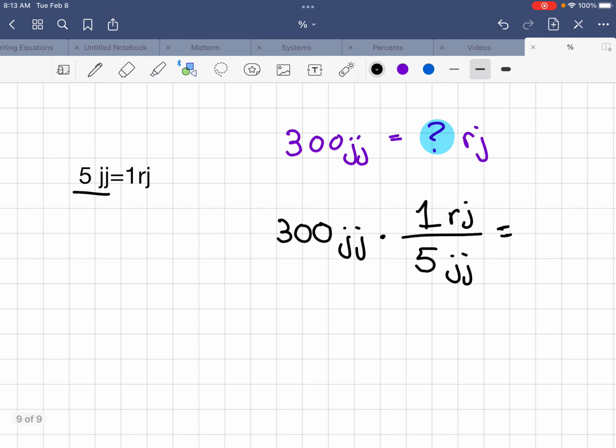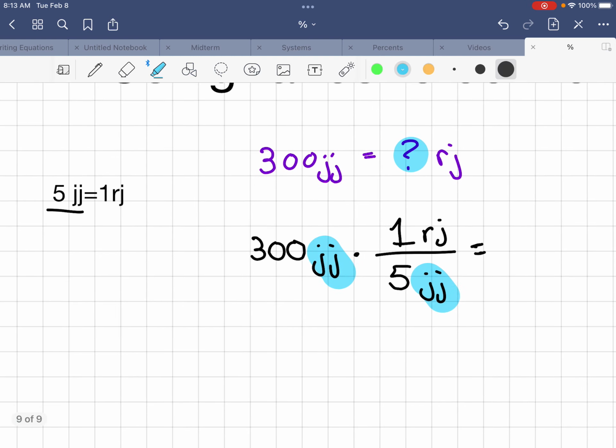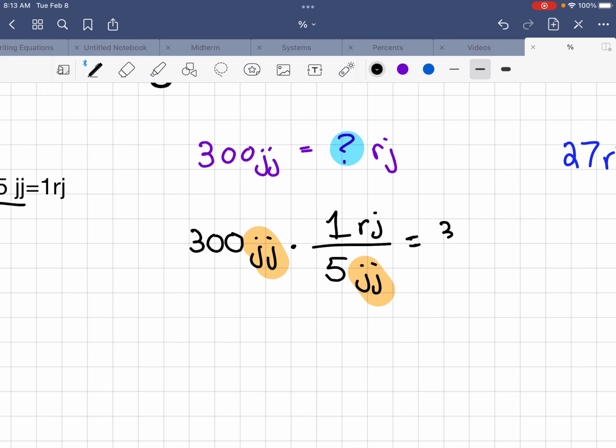The JJs will cancel. I should use a different color. I do 300 times 1. I do the 1 that you don't see in the denominator of the 300 times the 5. And the unit stays now RJ. 300 divided by 5 is 60. Okay, we don't know what RJ stands for. It's just a random unit that I made up just for this problem.